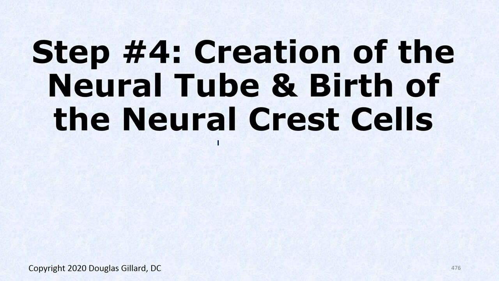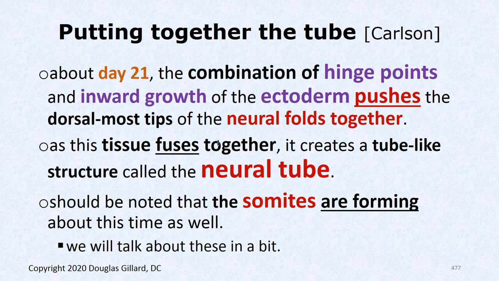All right, so finally, creation of the tube. We're going to close the tube up and the neural crest cells are going to fly the coop. So about day 21, so what is that? That's the end of the third week, getting ready to start the fourth week. The hinge points, and more and more of these become triangular. It forms more of a tube. The ectoderm pushing in, the bottom line is we're going to fuse the most lateral margins of the neural plate to create a tube. It's very much tube-shaped by this point.